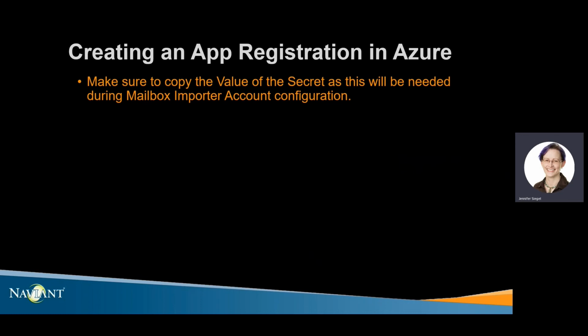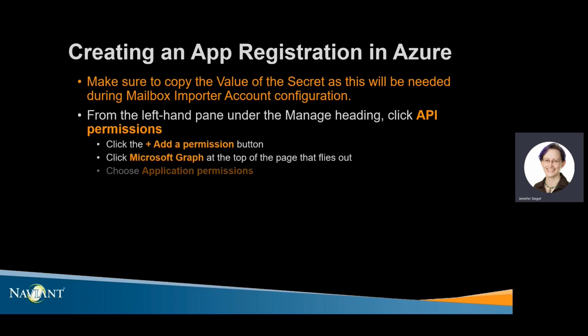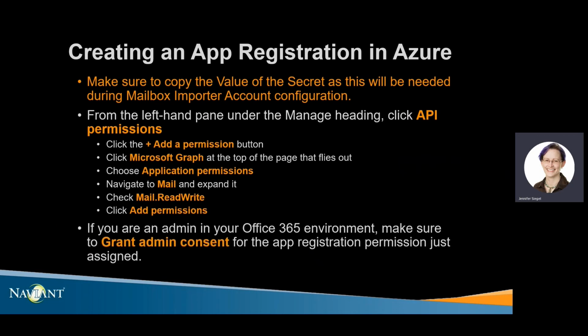And finally, there are 2 additional settings required on the Azure side that might be new and might have tripped up some folks as well. Those are that in the API settings, MS Graph needs mail read-write permissions, and then you'll need to grant admin consent for that app registration permission. And if it's still not working after all that, reach out to Navient support for help.